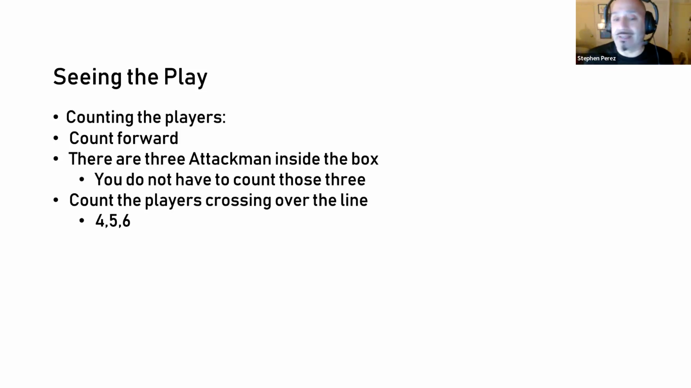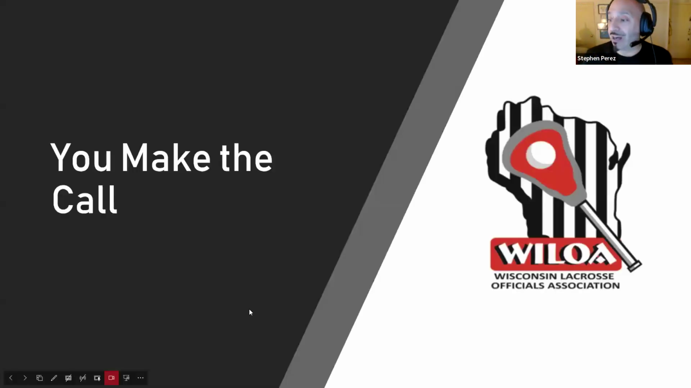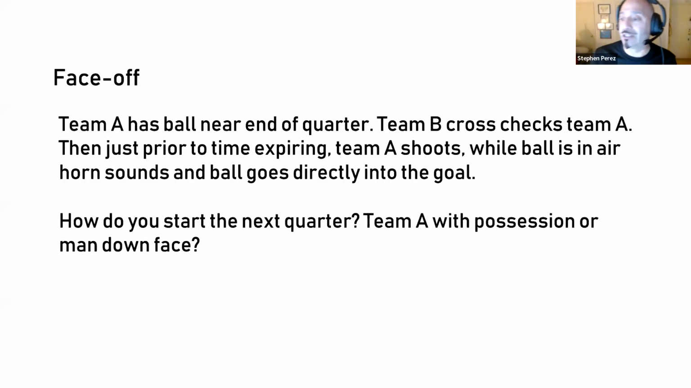Last thing tonight, Mike had a question for me. We were talking about a you-make-the-call situation. Team A has the ball near the end of the quarter. Team B cross-checks Team A. Then, just prior to time expiring, Team A shoots. While the ball is in the air, the horn sounds and the ball goes directly into the goal. How do you start the next quarter? Does Team A have possession, or is there a man-down face-off? What do you got?